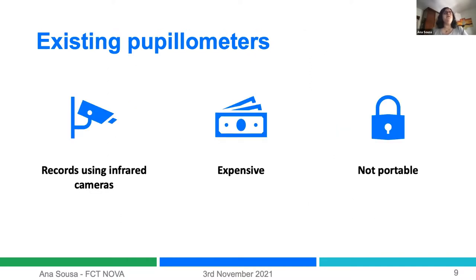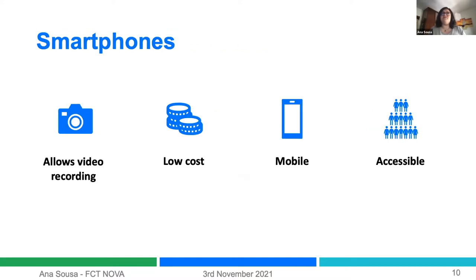But the existing pupillometers usually use infrared cameras for recording. They are expensive and they are not portable. And the ones that are more portable are really expensive. So it's really difficult to bring this technique to a recording system that could be spread all over the world. However, we have technology that could overcome this, which is smartphones. We all have one. It allows video recording, it is low cost, it is mobile, and it's accessible everywhere in the world, as everyone has a smartphone. So this could be really a technology to help build this screening tool.